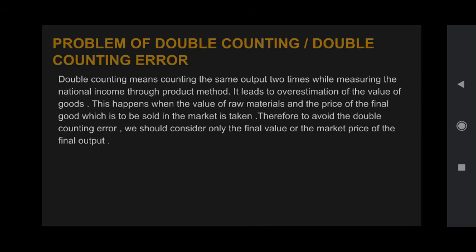Why? Because when you will be producing a final output, the cost of production will be included in the monetary value or in the market price of that output. So if you are going to add the value of intermediate goods or the raw materials, then they will show you a false figure. So this is what the problem of double counting error actually means, right?